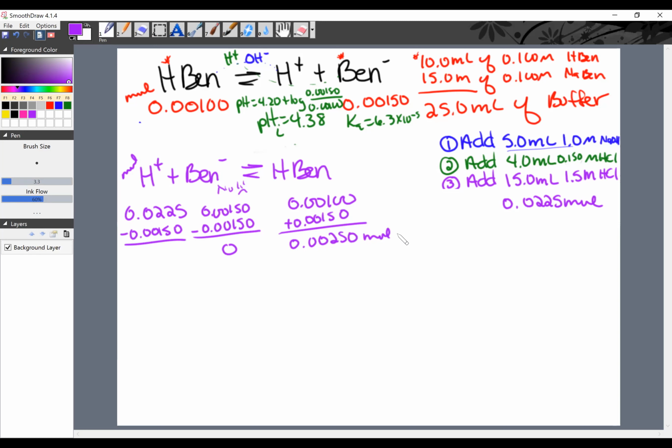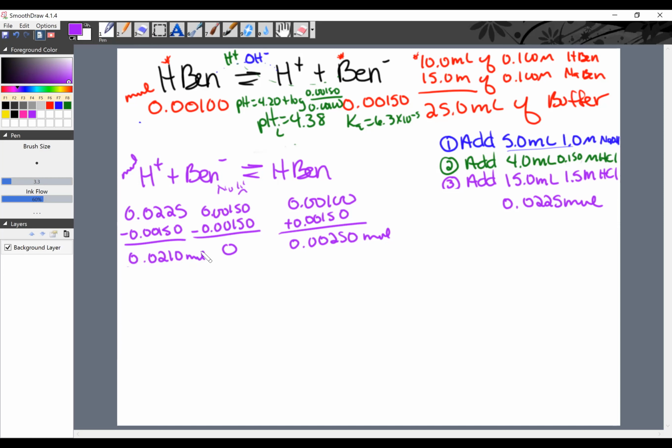0.00250 moles. And how much of that extra acid is floating around? 0.00225, 0.0015. I'm left with 0.123, no, that is not right. 0.0225 minus 0.0015 is 0.021. 0.0210 moles are left.